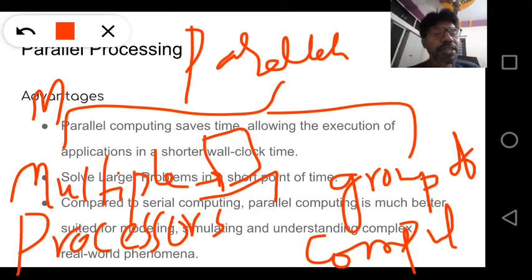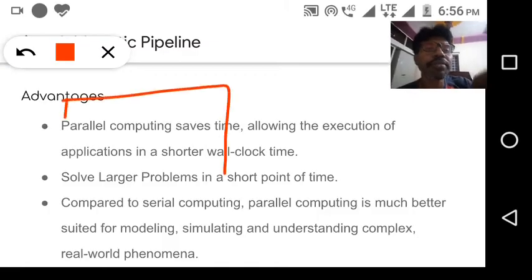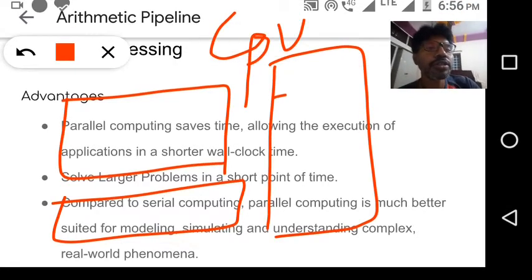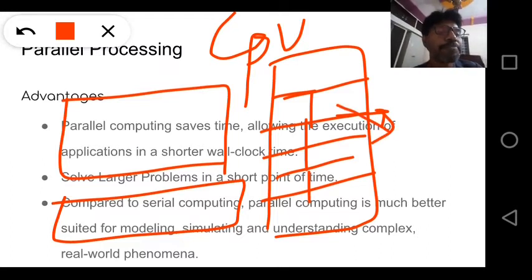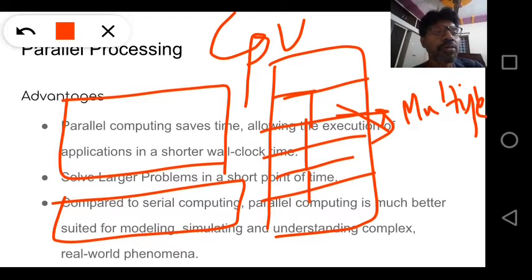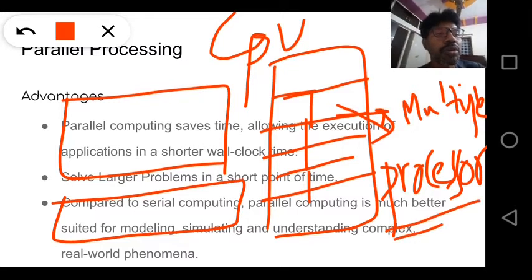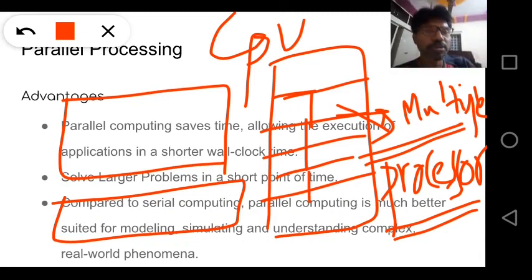So one way of implementing parallelism is a single computer. If this is my CPU, the CPU will have multiple processors. By having multiple processors, that is one possibility.